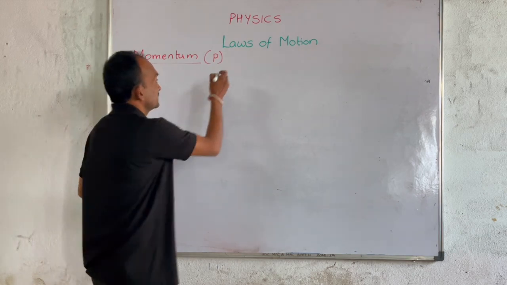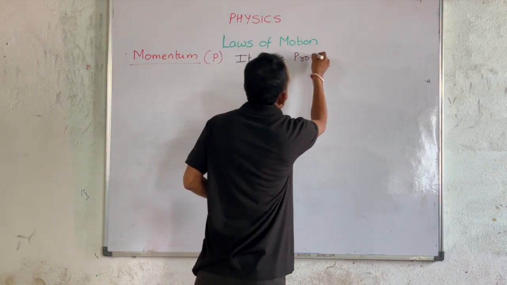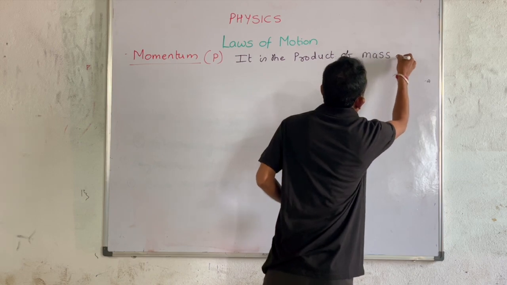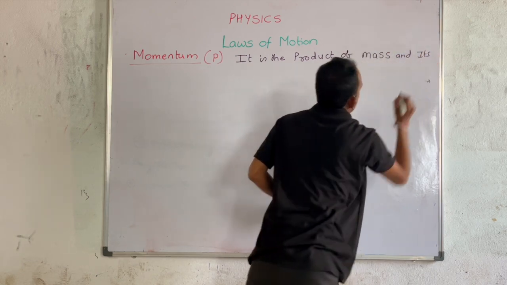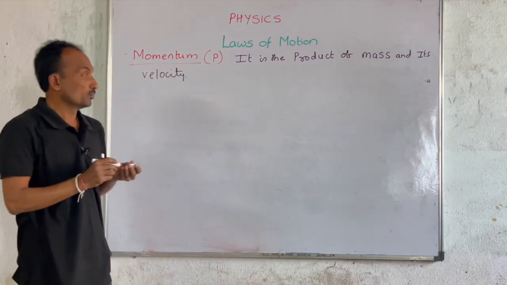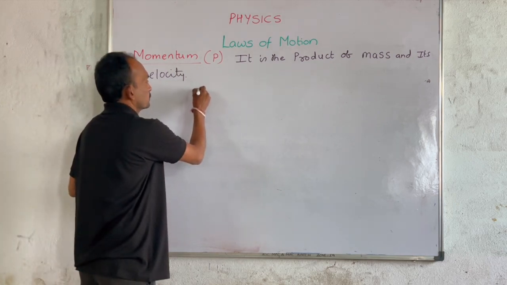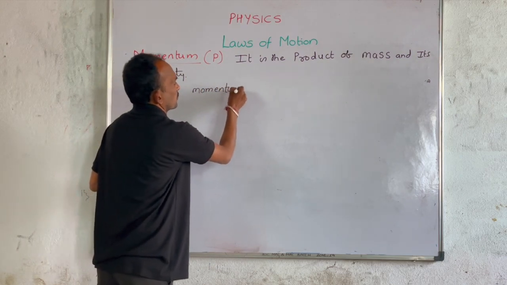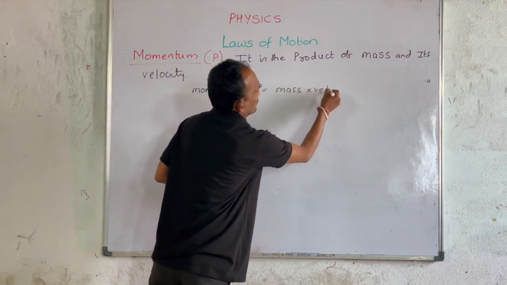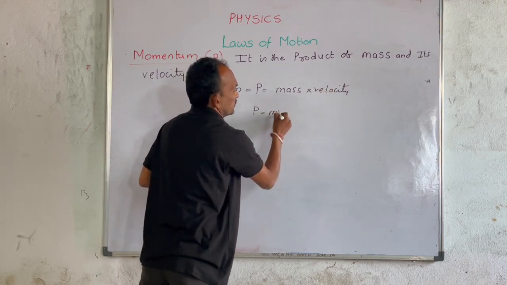So what is momentum? Momentum is the product of mass and its velocity. Momentum means it is the product of mass and its velocity. Then momentum P is equal to mass into velocity. P is equal to m v, mass denoted by m, velocity denoted by v.